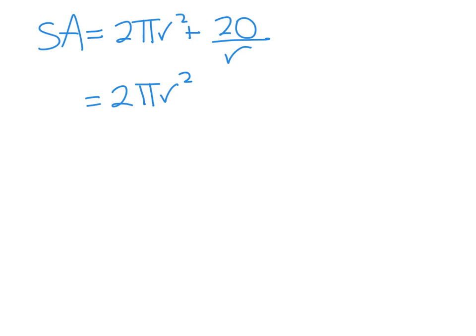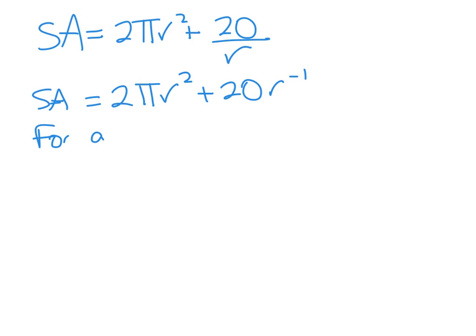Okay, so we get SA is equal to 2 pi r squared plus 20 over r. Now the pi's simplify out, and we had an r in the numerator and an r squared in the bottom. So now we've got just r here. Okay, so look at that. I can go ahead and differentiate. But first we'll rewrite it like this. So our mission is to minimise the surface area, and this is it here.